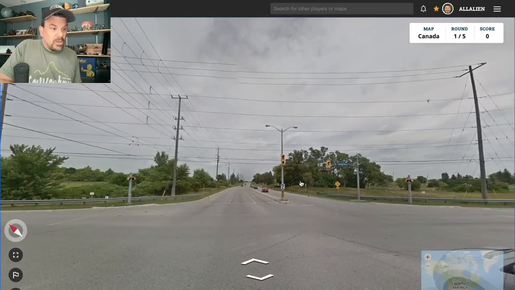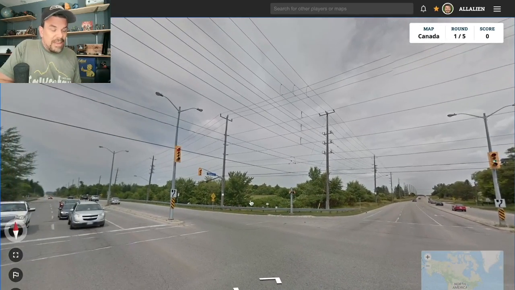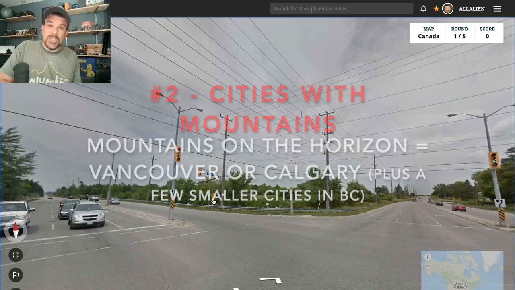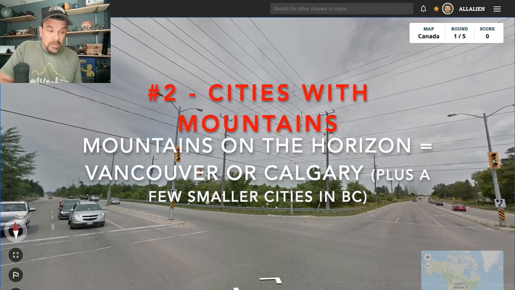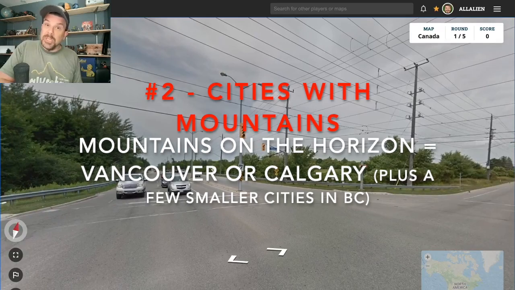Most of southern Ontario is also very, very flat. If you can see mountains on the horizon in Canada and you're in an urban environment, you're pretty much sure to be in Calgary or Vancouver. There aren't a lot of others, you're certainly in the west.